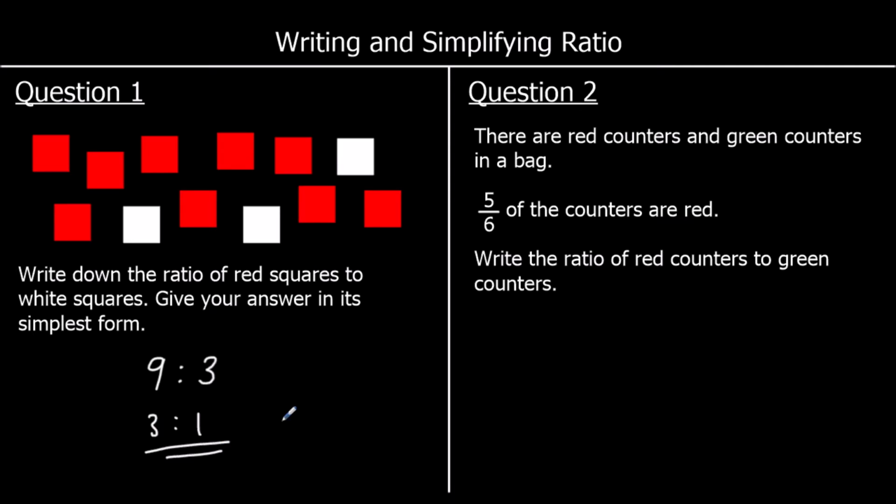Question 2 tells us there's red and green counters in a bag, and 5/6 of them are red. So if 5 out of 6 are red, that means 1/6 are green. So how can we write this as a ratio? So it's red counters to green counters. So red comes first. So out of every 6 counters, 5 are red and 1 is green. So the ratio is 5 to 1.